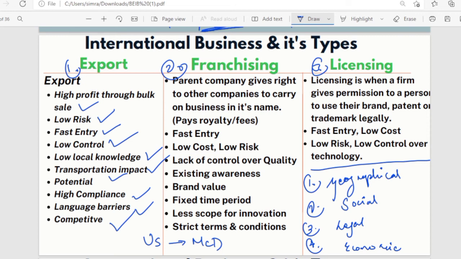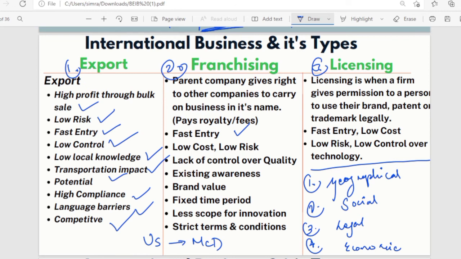And obviously entry will be fast because you don't have to do anything. You don't have to use your brains also. Everything will be told to you. The exact setup will be done. You just have to run it. You don't even have to run it properly because it is already famous. It has goodwill, it has an image, it has a reputation.